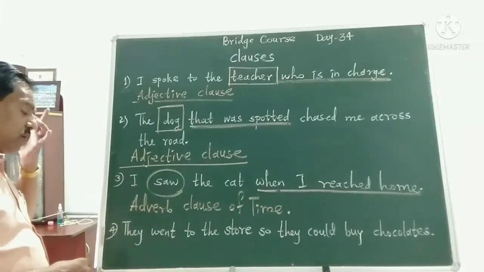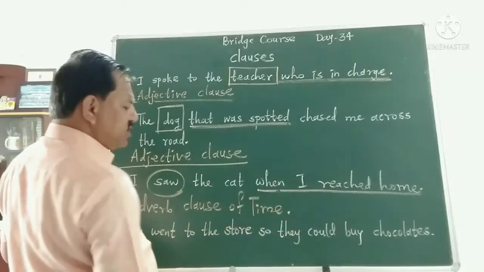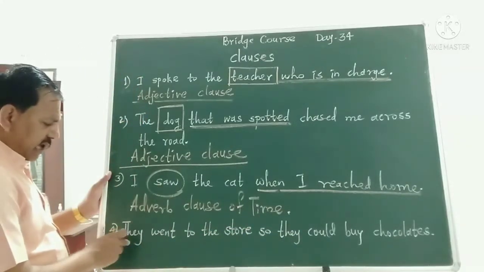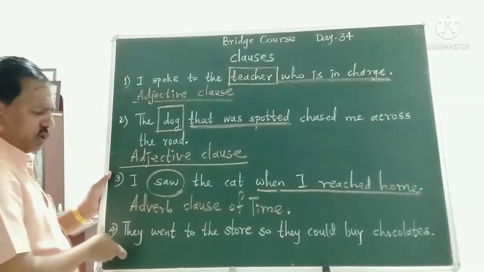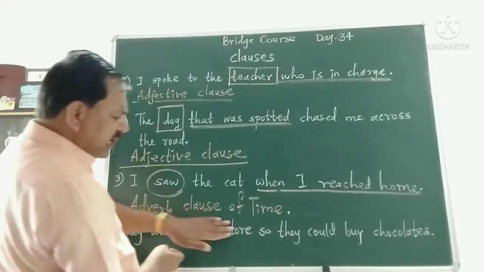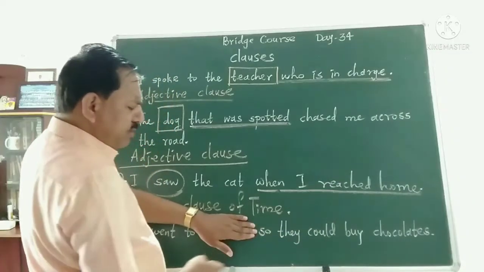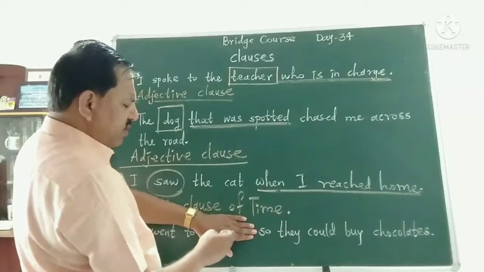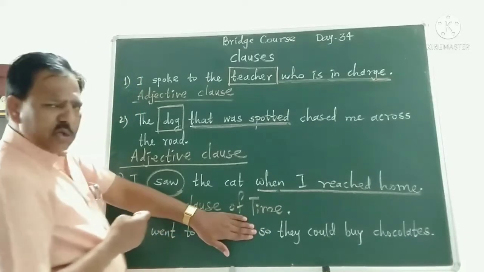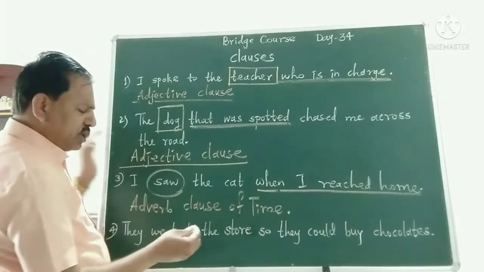And now number 4, they went to the store so they could buy chocolates. They went to the store. This is independently meaningful. This is main clause. When we disconnect the next clause from the main clause, it does not have its own meaning. So they could buy chocolates. So it is subordinate clause.